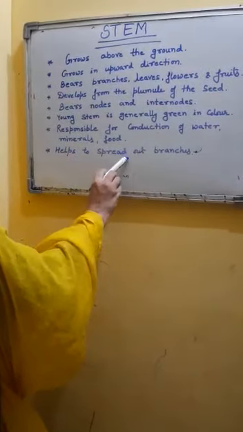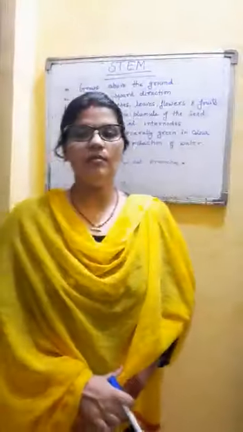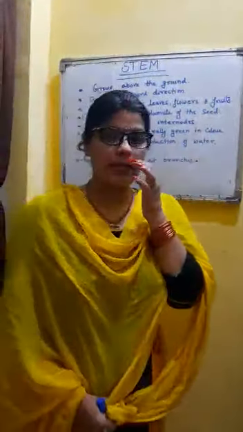Another function of stem is that it helps to spread out branches. Stem, as we have stated earlier, bears branches, fruits, flowers, leaves, etc. So it spreads out branches, leaves and fruits, and helps in providing required substances like sunlight and gases to each and every part and each and every leaf. So these are some important characteristics of stem.